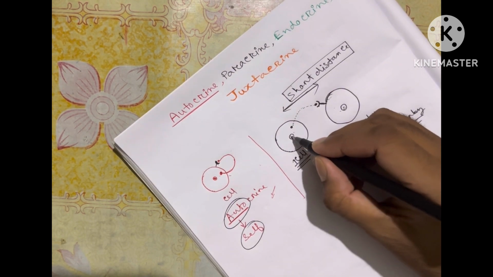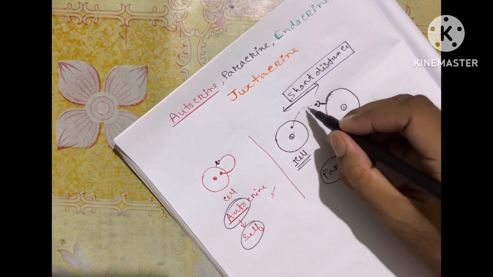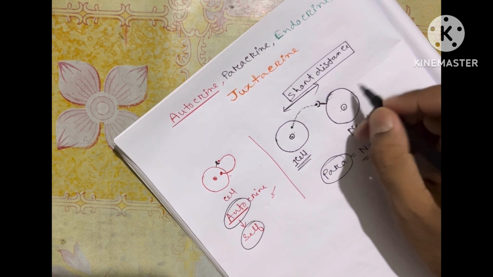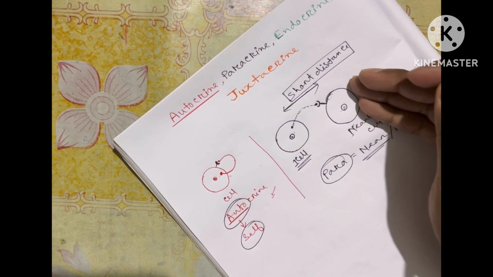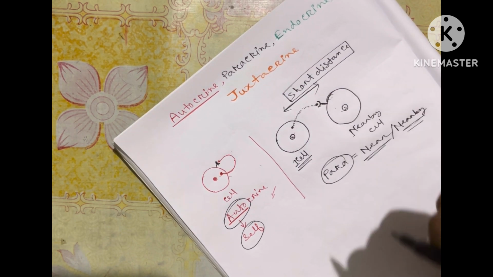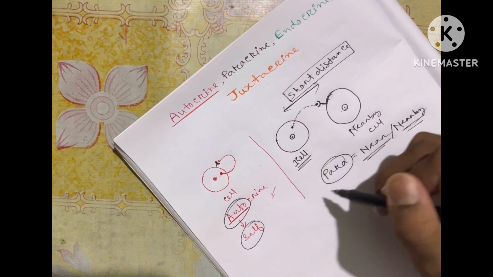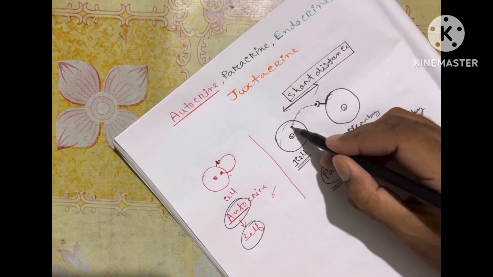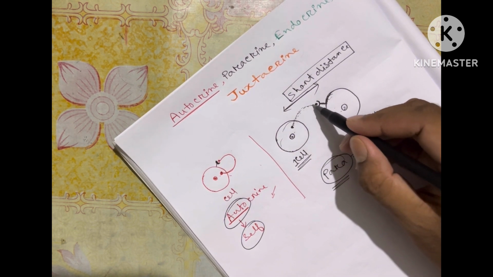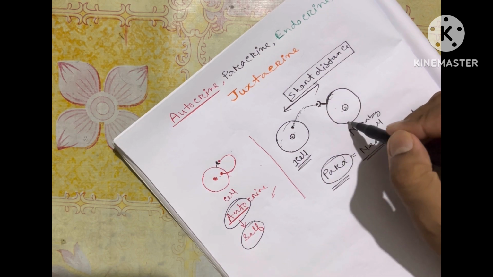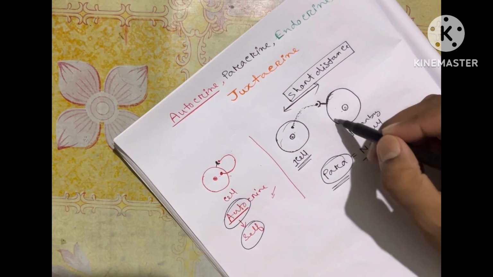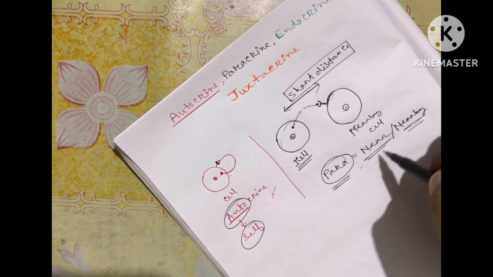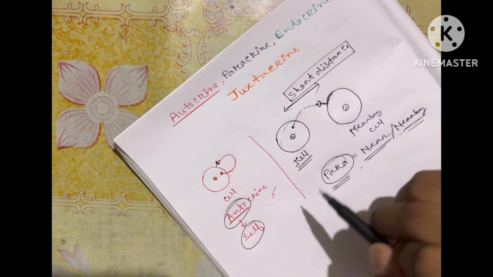So when one particular cell ejects one signaling molecule, and that signaling molecule binds with the cell surface receptor of a nearby cell, then it is called paracrine signaling. This is one cell, this is our signaling molecule. This signaling molecule is coming out and binding with the cell surface receptor upon a nearby cell, then it is called paracrine signaling. Para means near, nearby, short distance.